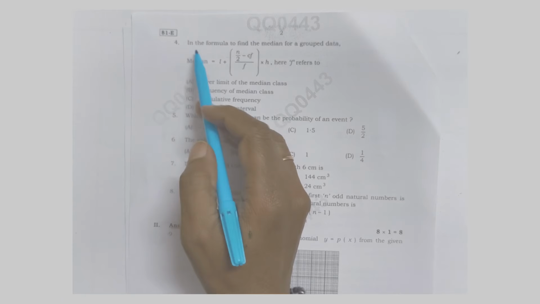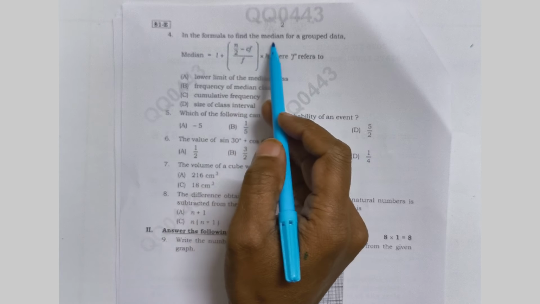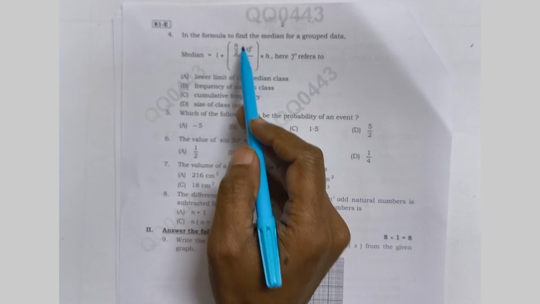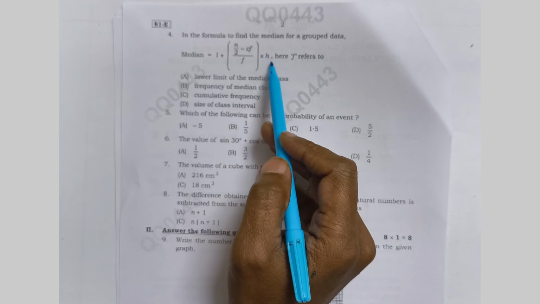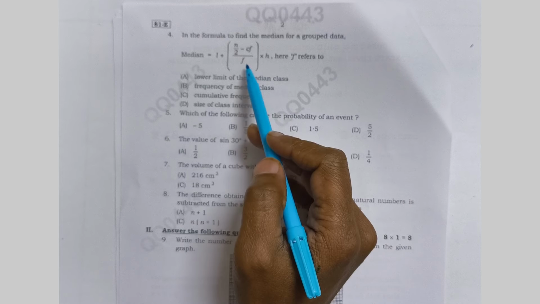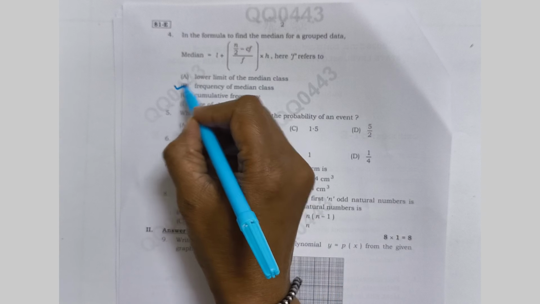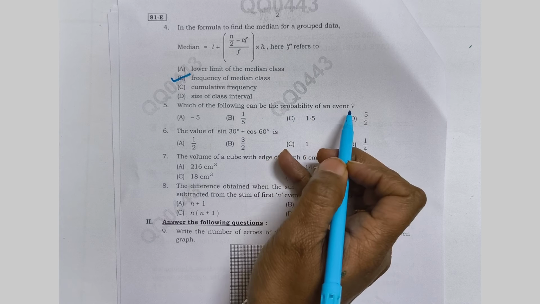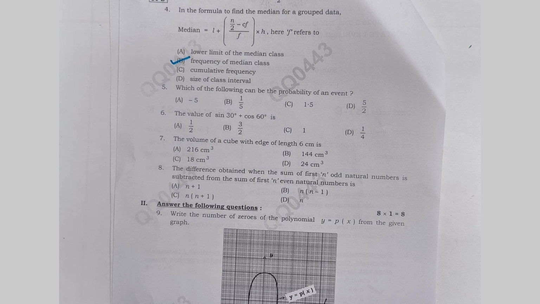Okay, now the fourth question. In the formula to find the median for grouped data, median is equal to L plus N by 2 minus CF by F into H. Here F refers to what? Frequency of the median class. B is the correct answer. Next, the fifth question. Which of the following can be the probability of an event? Probability is between 0 and 1.